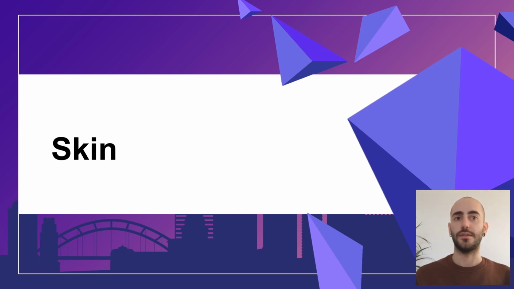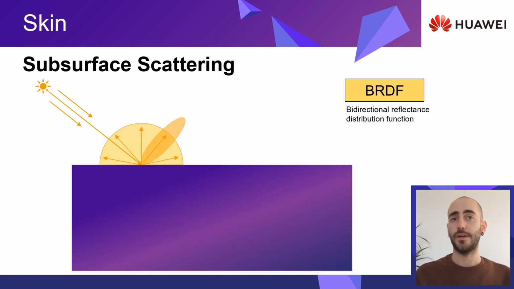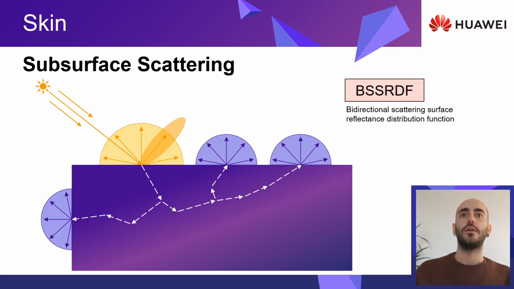Let us begin with the skin. Skin is translucent. This means that light can travel below the surface and exit the surface at a different point than the one it entered. This phenomenon cannot be modeled with a traditional BRDF, since it would assume that all the light incident at a point is either reflected or absorbed at that same point. Instead, we want to consider multiple exit points for each entry point, or vice versa. This distribution is referred to as BSSRDF in the literature.